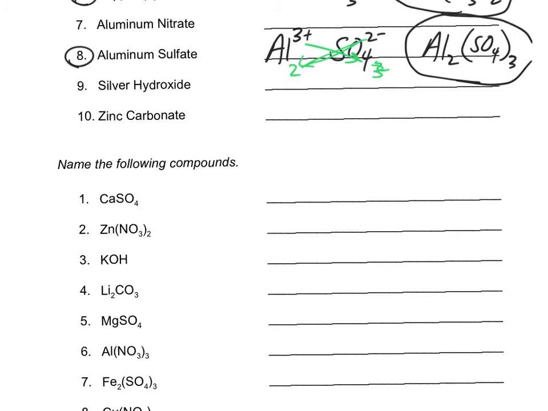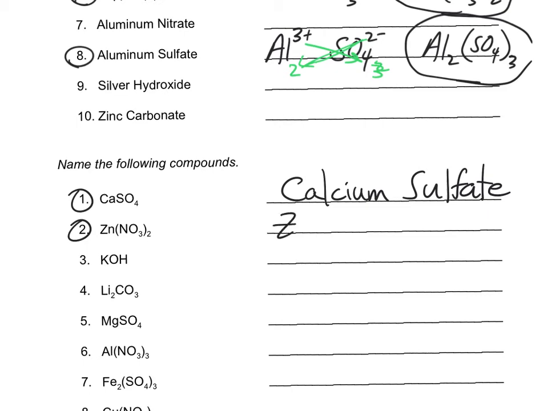Might as well just start with the first one here. All right, what's the name? I have calcium as the metal, and sulfate is the anion. So that's going to be calcium sulfate. Okay, sulfate, not sulfide. Sulfate is the polyatomic ion. All right, number 2. Why not? Zinc is the metal. That's zinc. And then nitrate, that's a nitrate ion. Zinc nitrate is the name.